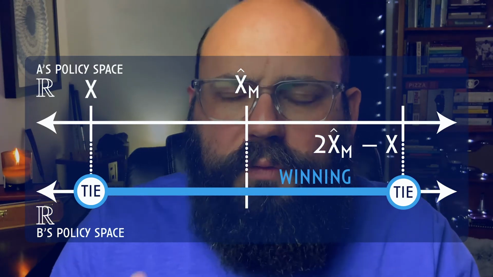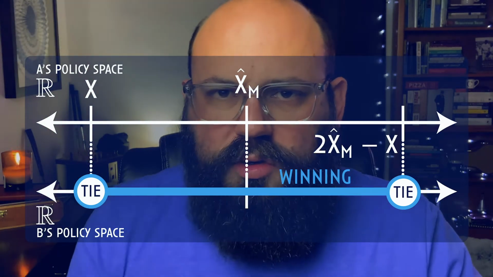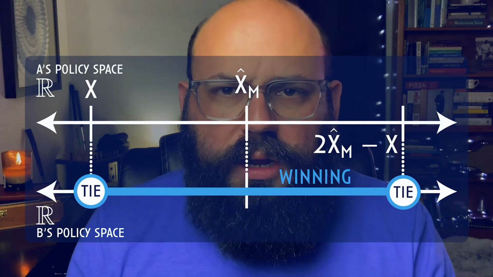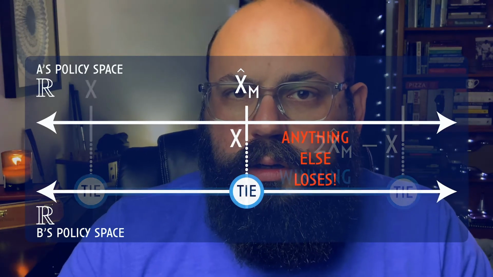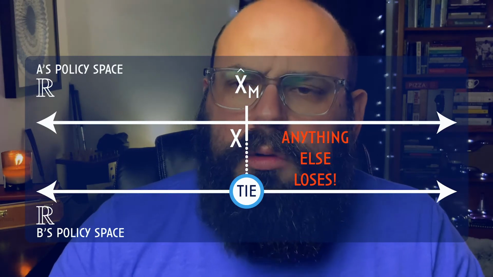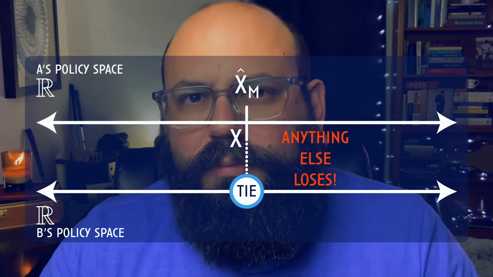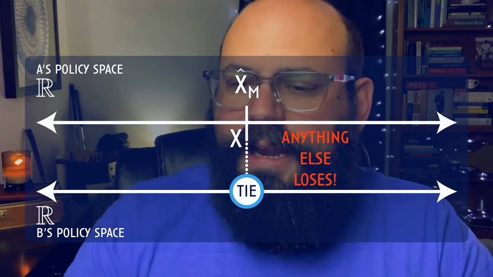We know what they'll do for any x. If it's strictly greater, they'll choose one of this range. If it's strictly less, they'll choose one of this range. If x equals exactly x hat m, well, then the only best thing to do is to set y equals x hat m. Why? Well, if you go to the right of that, you lose. If you go to the left of that, you lose. If you set y equals x hat m, at least you tie.